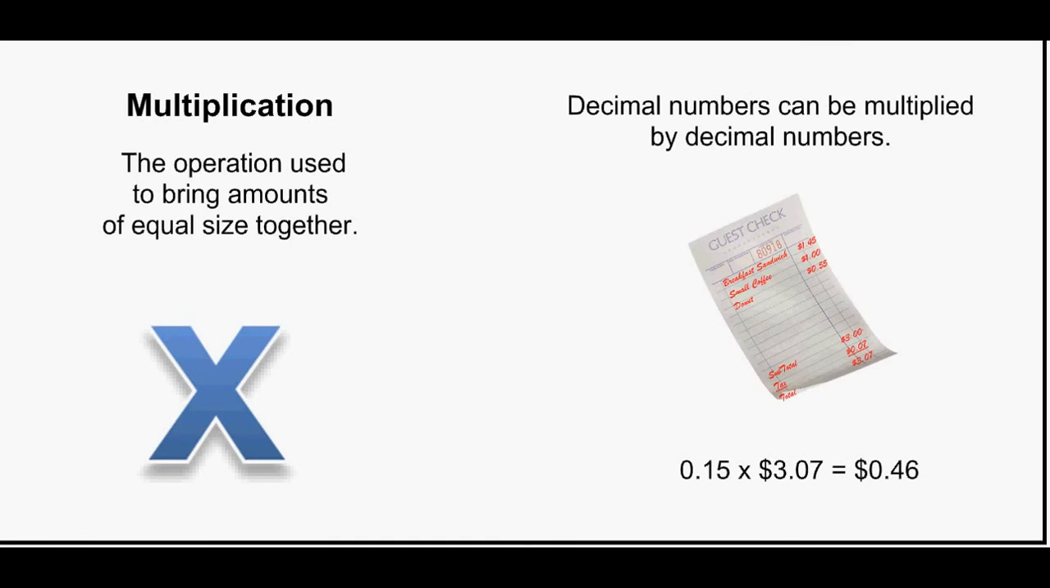Or, if you go to a restaurant and wish to leave the waiter or waitress a 15% tip, then you would multiply 15/100ths times the amount of your bill. That would equal the amount you would leave for a tip.